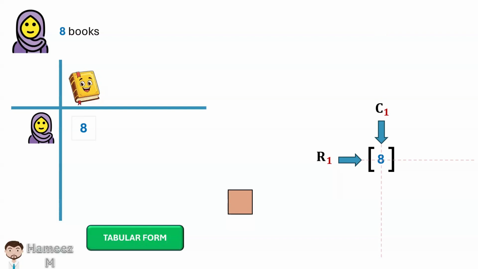And if we remember the words remote controls, that means R for remote and C for control, just like rows and columns. So if we want to describe this information, which the computer would store for Sarah's books, it would have one row of information and one column of information. So it can be written as a 1 by 1.